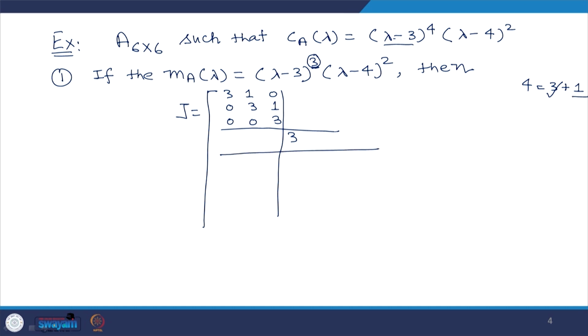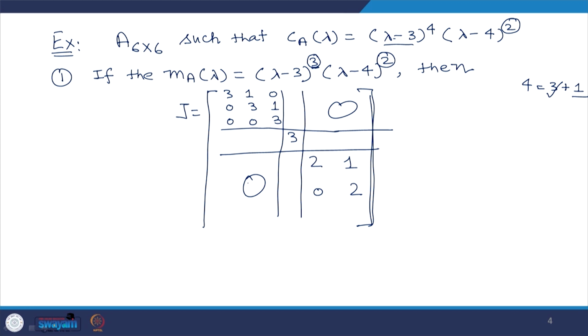So, what is the geometric multiplicity of lambda equals 3? It is 2, that is the total number of Jordan blocks corresponding to lambda equals 3. Then you have lambda minus 4, where the total size is 2 and the largest block size is 2. So, the only possibility is that there is only one block of size 2. So, this is the Jordan canonical form of A.